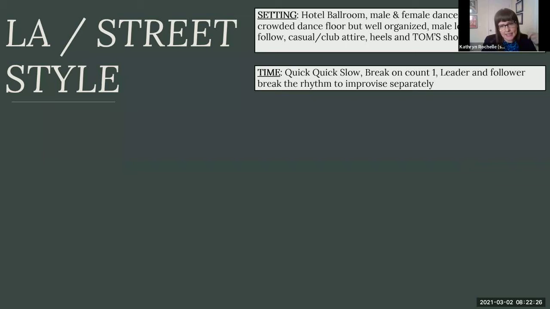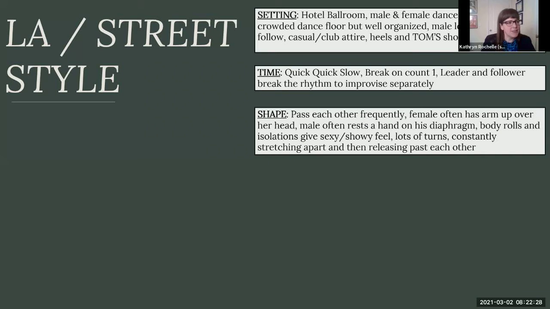Okay, and we can see that both the leader and the follower are breaking that rhythm to improvise separately. As far as shapes, like I said, we can see them passing each other frequently. The woman often has an arm up over her head. The man often rests a hand on his diaphragm. We see lots of body rolls and isolations that give kind of a sexy or showy feel. There's lots of turns, and they're constantly stretching apart and then releasing past each other to switch places.